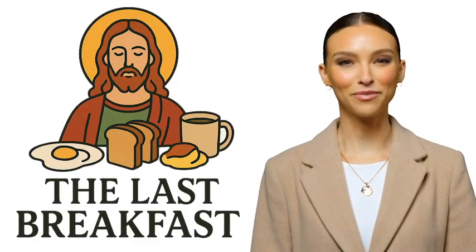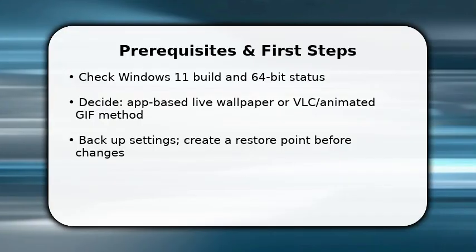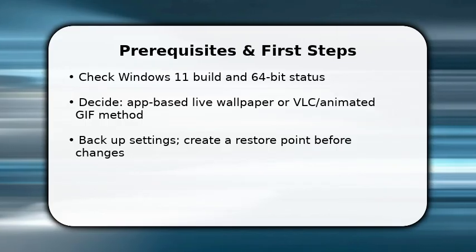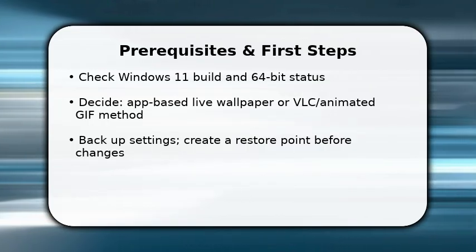Please enjoy the video. You start by confirming your Windows 11 build and whether you have admin rights. This matters because installers modify system settings. Once confirmed, pick a delivery method: a dedicated app, which is safer and feature-rich, or a manual route using VLC or an animated GIF. Make a restore point now to undo changes if needed.